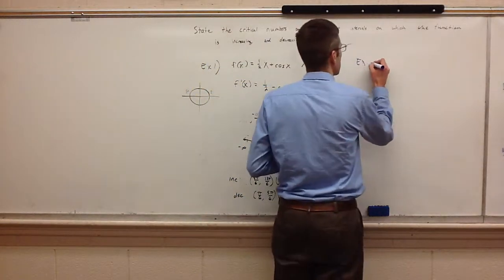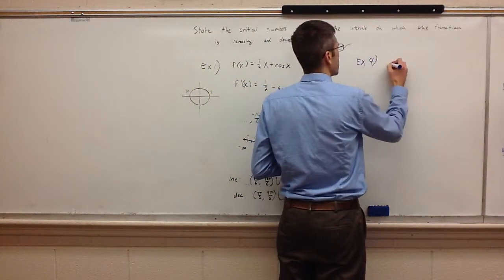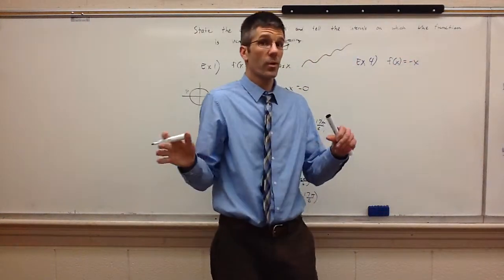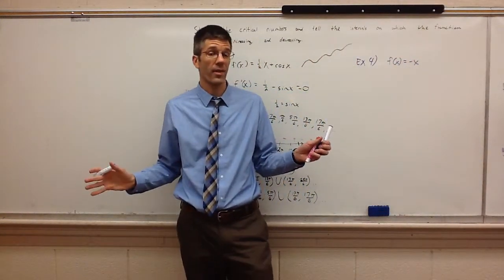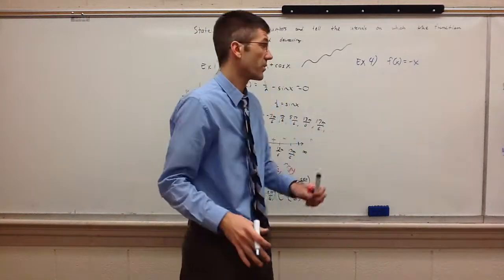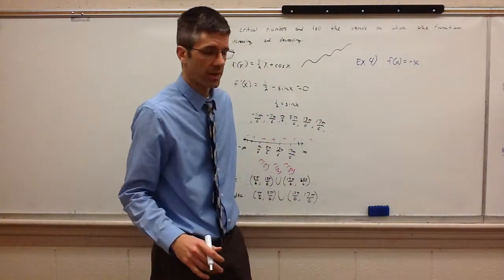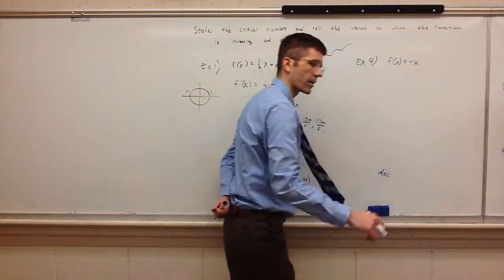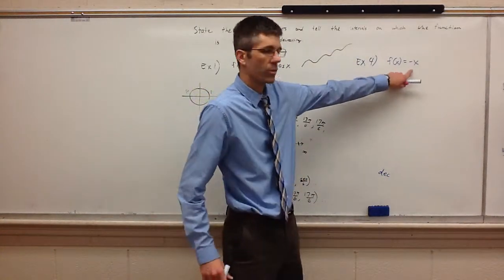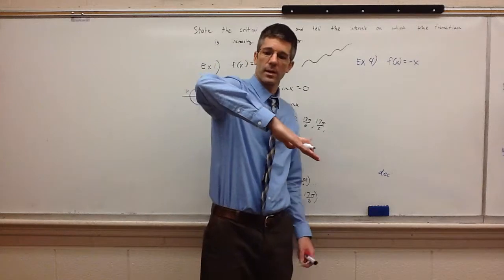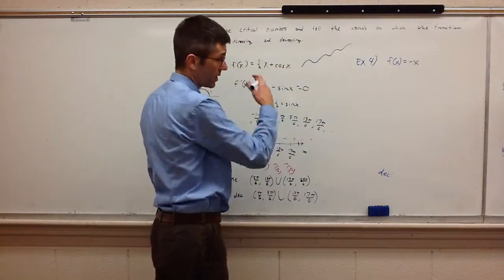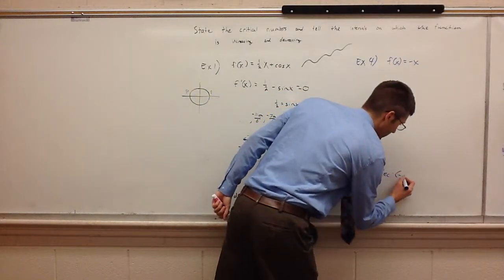Example 4, f of x equals negative x. You know what? We could just forego all the math altogether. We're still going to do the calculus stuff, but I'm going to jump straight to the answer. It is decreasing. Where? Okay, visualize that line. What is it? It is decreasing everywhere from negative infinity to infinity.